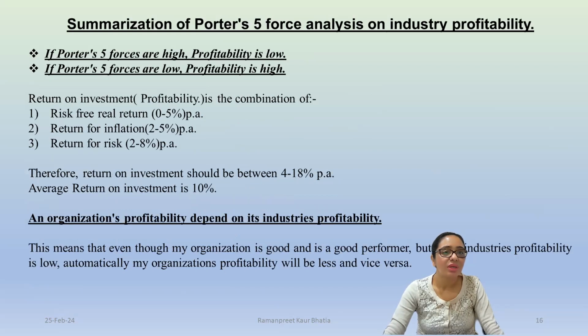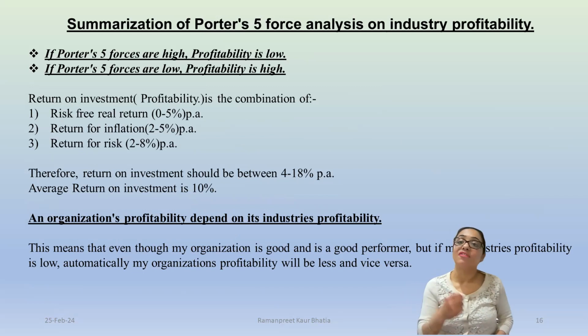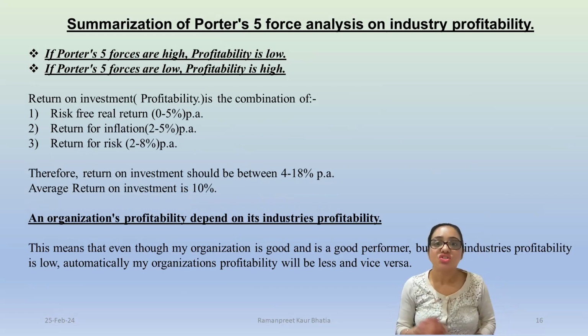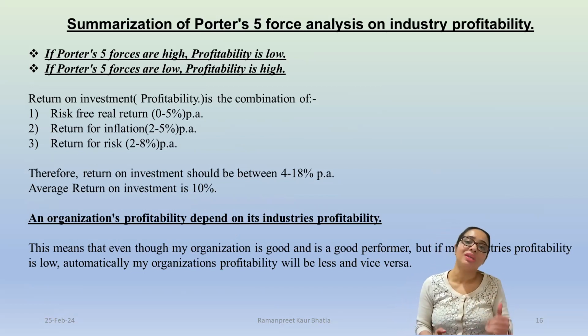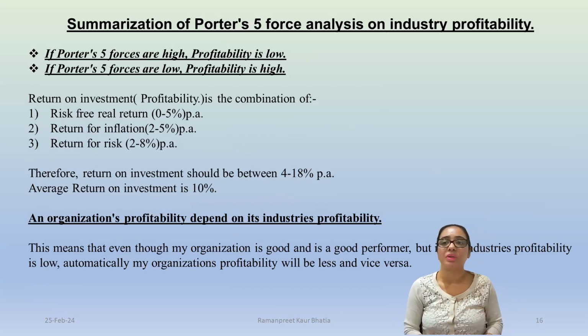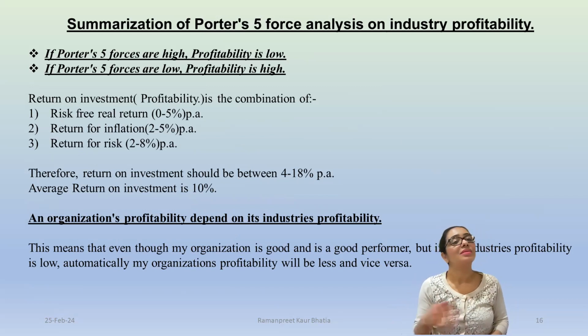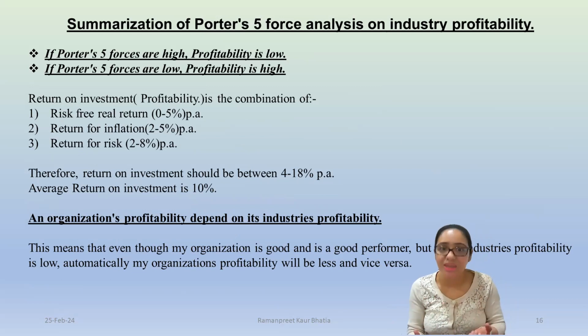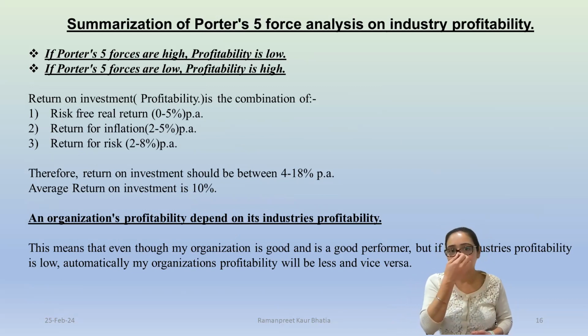The next one, we go to the summarization of Porter's 5-force analysis on industry profitability. Now, we have studied all these 5 forces. These 5 forces interact to determine the effectiveness of the industry. The strongest force becomes the dominant factor in determining the profitability. And hence, what is the ultimate result? It can affect our strategy formulation.